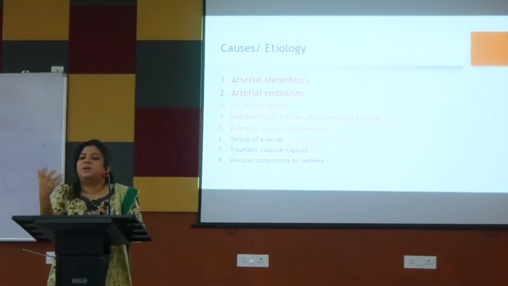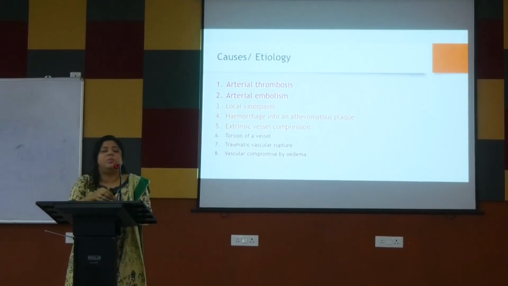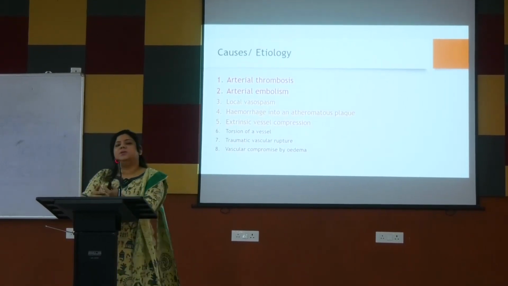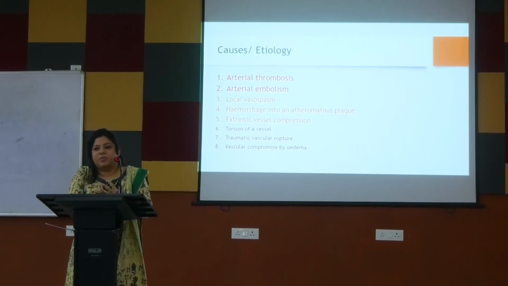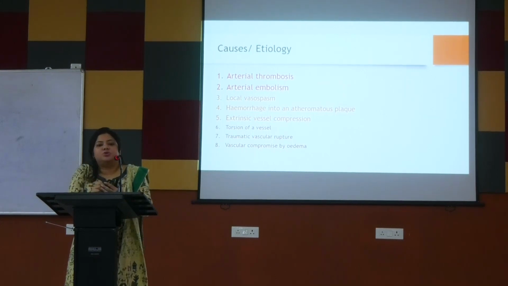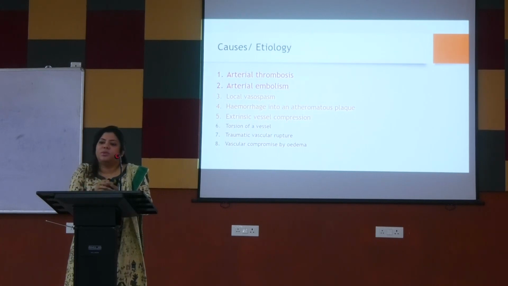Traumatic vascular rupture, of course, we all know there is an RTA or any kind of trauma. The vascular rupture, obviously, there is no blood flow. And vascular compromise by edema. This happens in anterior compartment syndrome of the leg, right? Or say you have tied a tourniquet and you forgot to take it off, right? So what happens? There is edema, there is congestion, no blood flow, the tissue dies off.